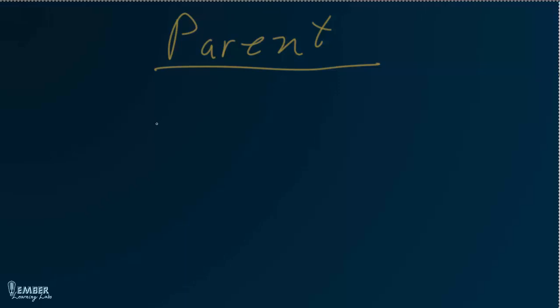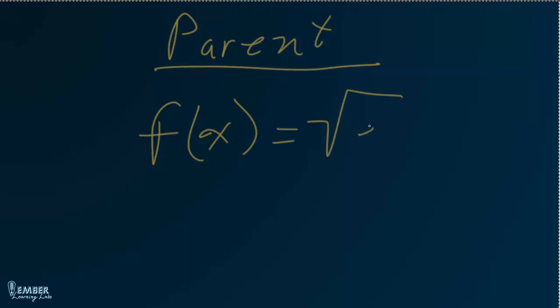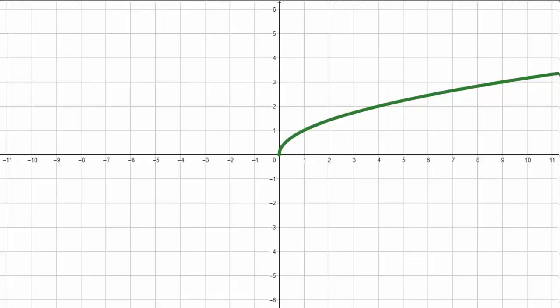Okay, so the square root parent function is exactly what you'd expect it to be. It's f of x equals the square root of x. What it looks like is this. Okay, so we've got a half a parabola. It starts at the origin, you go up 1 over 1, and then it just continues on.